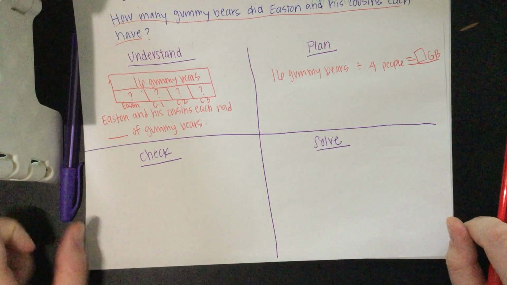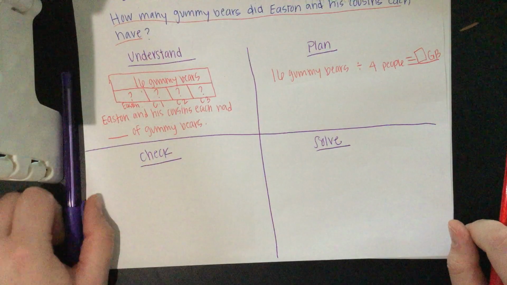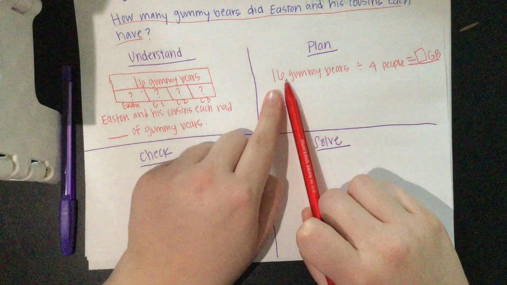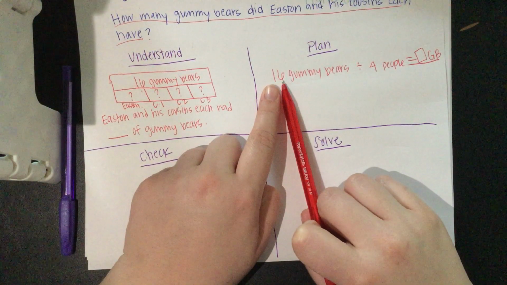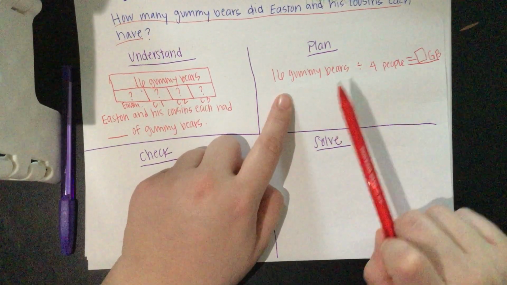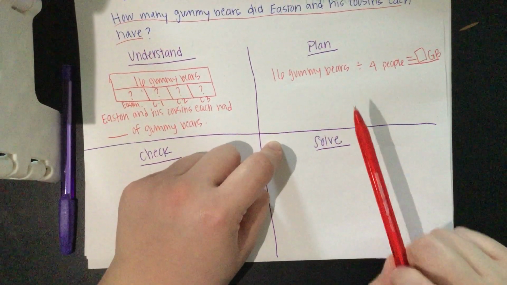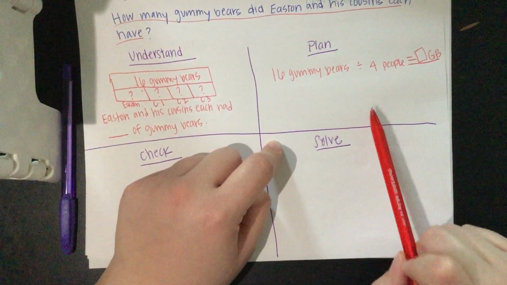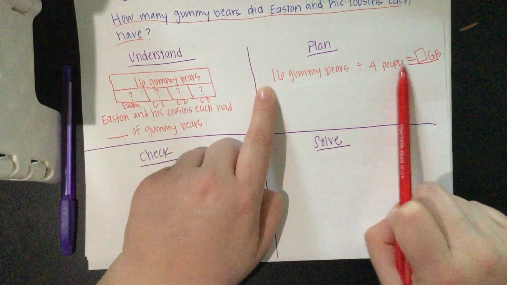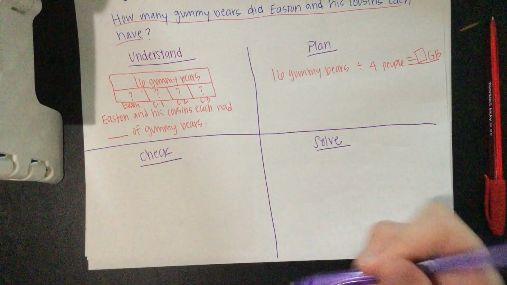Now, we're going to estimate this problem, okay? And I'm actually, yesterday I did it under the solve, and I'm sorry, I should have done it under my plan, okay? I should have estimated under my plan. So 16 gummy bears divided by 4 people equals a blank number of gummy bears.